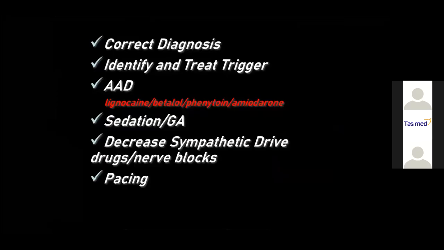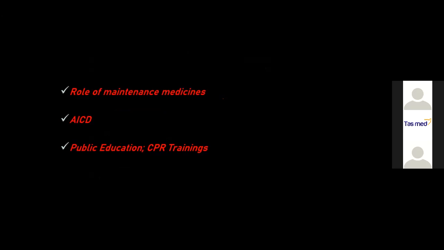So basically, it is important to have a correct diagnosis, to identify and treat the trigger, to treat with antiarrhythmic medicines, to use sedation and general anesthesia, to decrease the sympathetic drive by using drugs and nerve blocks, and to do pacing. This is the management for a patient who presents with VT storm. This is the emergency treatment. Now, this is the maintenance treatment for any patient who had an episode of VT. Here comes the role of maintenance medicines, role of AICD, public education, and CPR trainings.